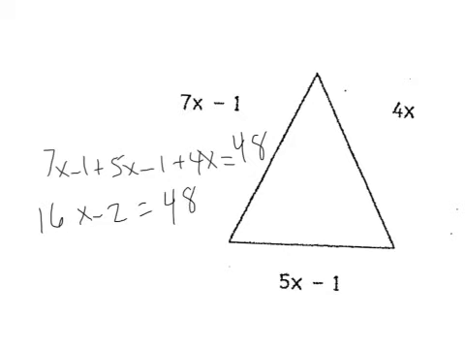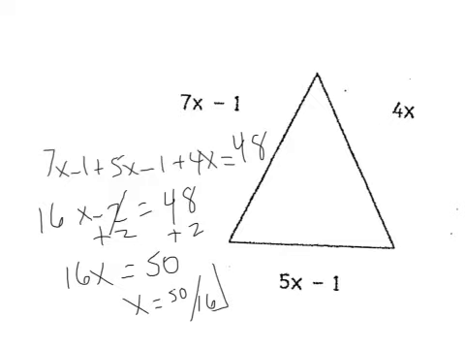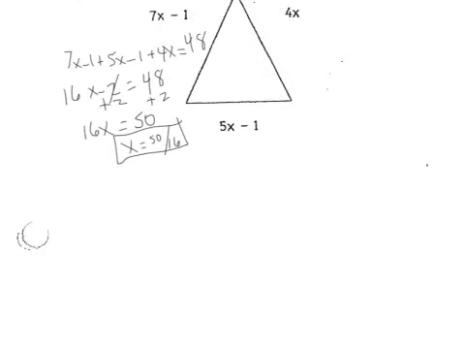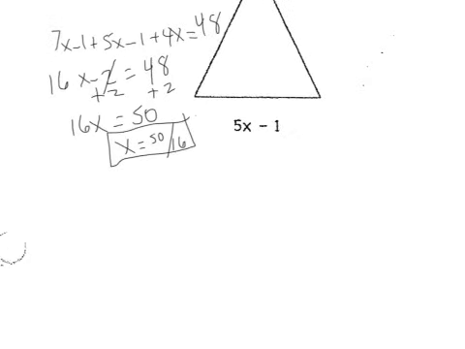And this one, again, is a two-step equation. We're going to add 2 to both sides. So we've got that 16x equals 50. So x is 50 over 16. Unfortunately, it doesn't come out evenly. And let's see what they're asking us to do. We're still finding the dimensions, so we have to plug that 50 over 16 in for x.